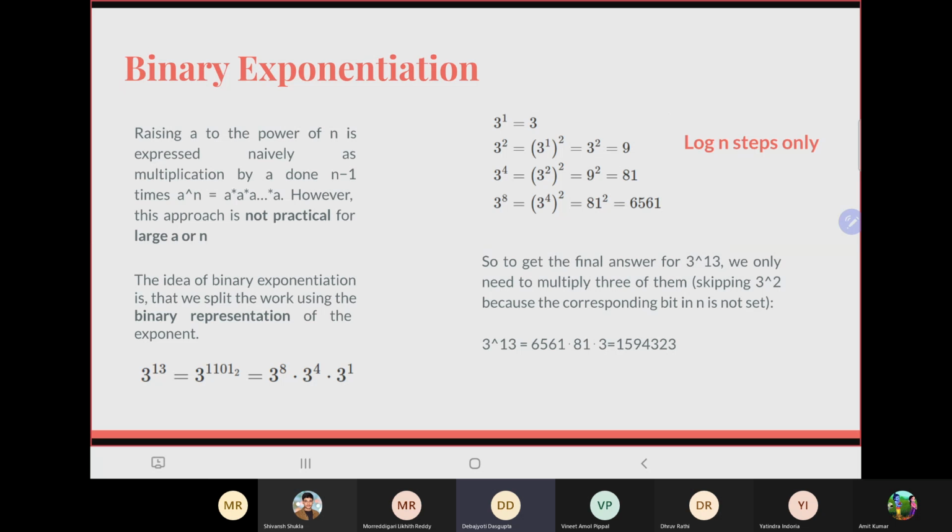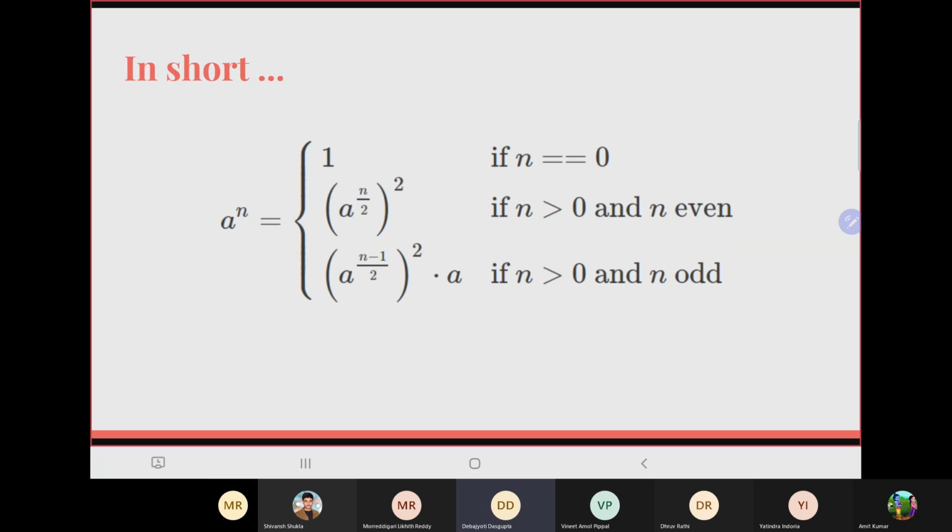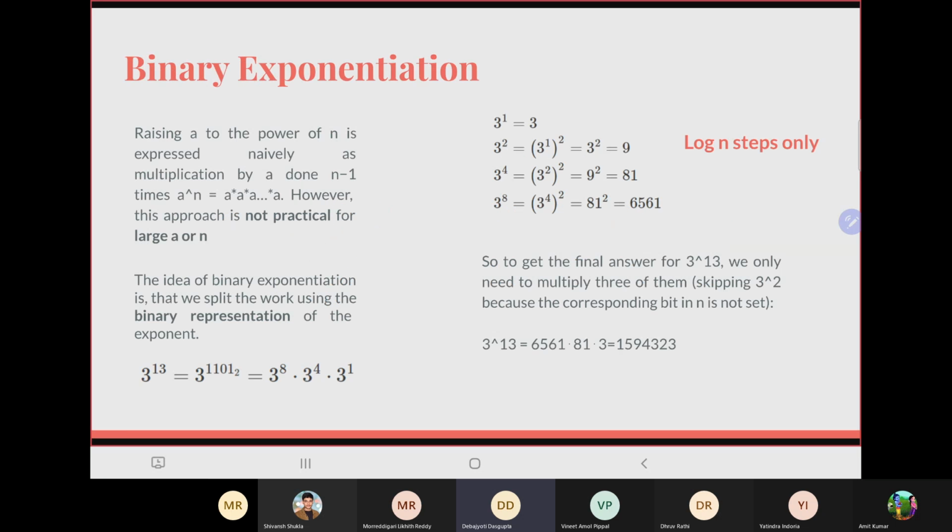So how are we computing these powers? First we have 3 power 1, which is 3. Then we do 3 power 1 into 3 power 1 to get 9. Once we get 9, we compute 3 power 4 as 9 into 9, which is 81. And finally 3 power 8 is found as 81 squared, since 81 was recently computed. So we only need log to the base 2 steps.